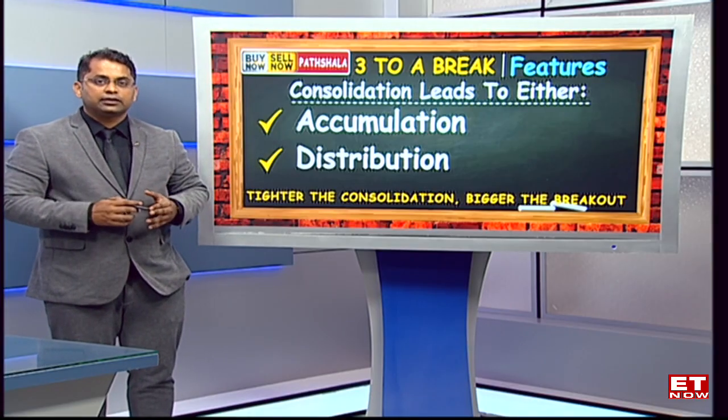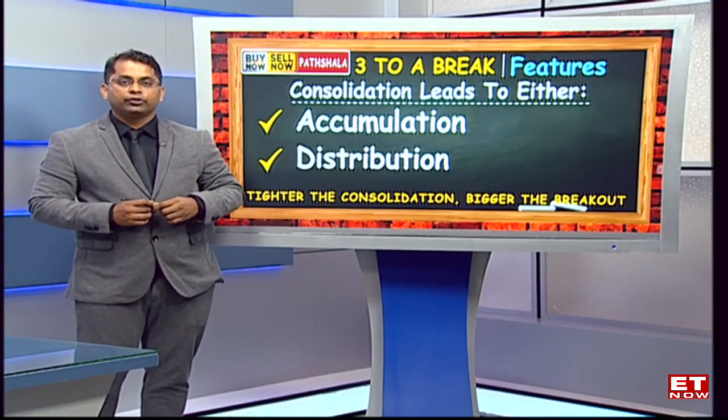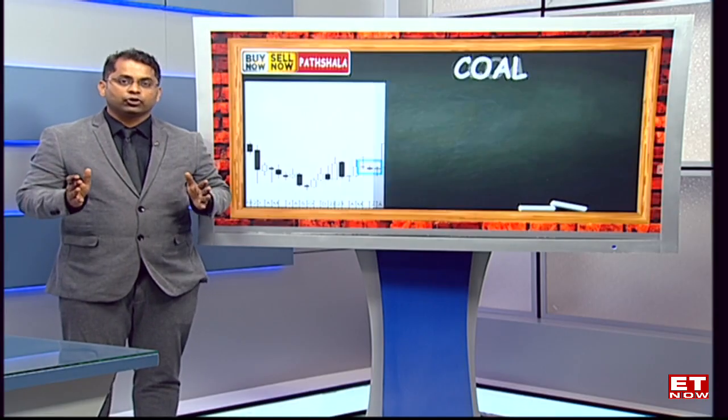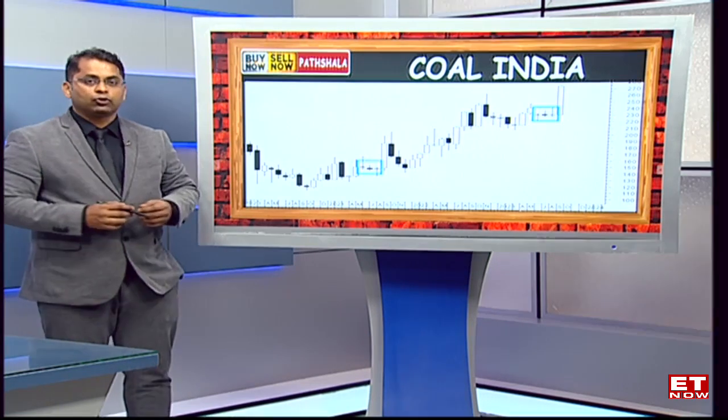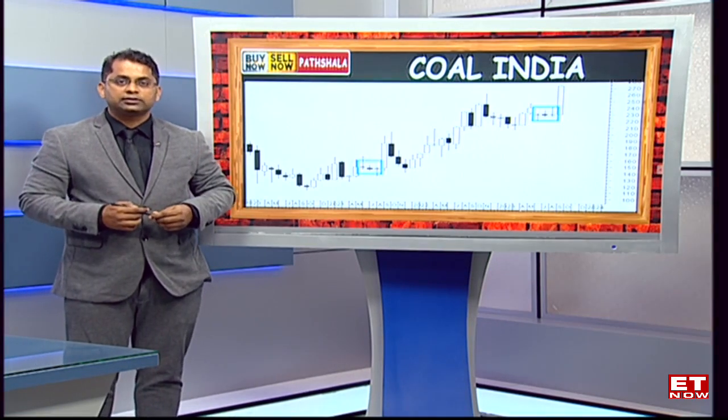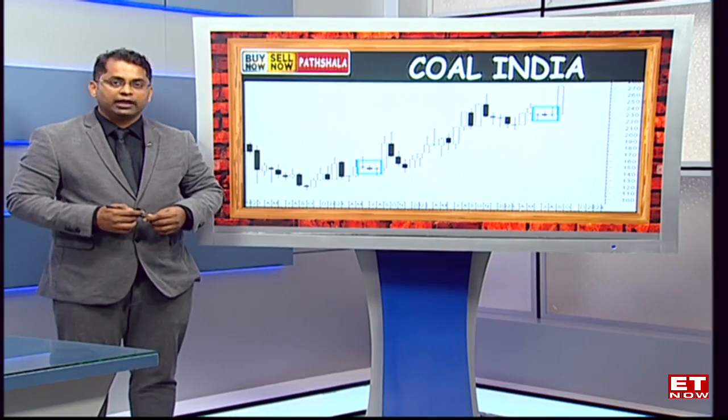We've taken 3 monthly candles over here, because that gives us a broad term of consolidation for the charts, and we've taken a couple of examples. The first one is Coal India, a stock which has been in focus over the last couple of days based on the kind of rally which we've seen for the stock.